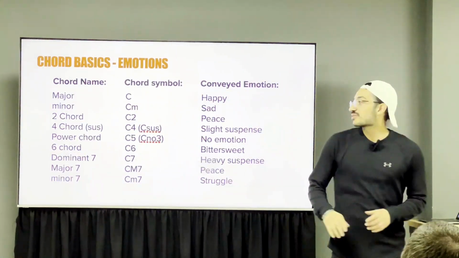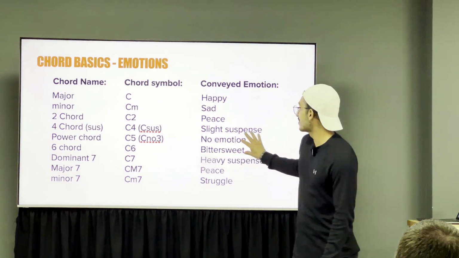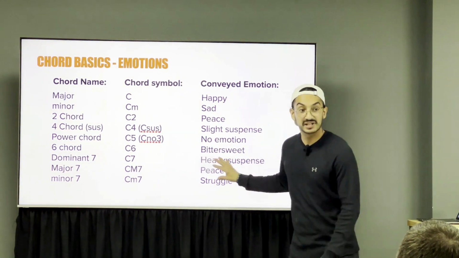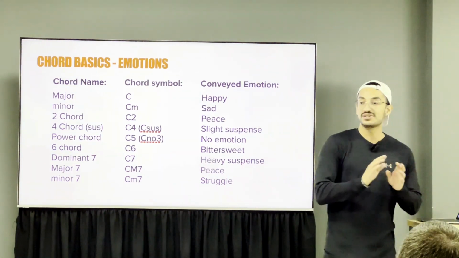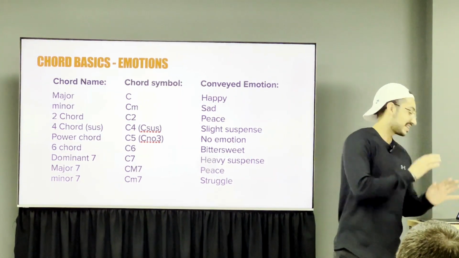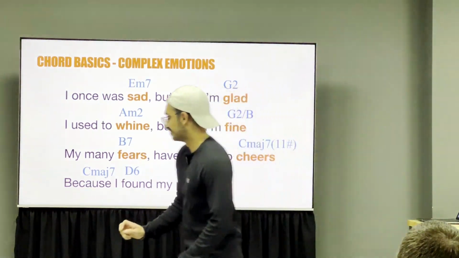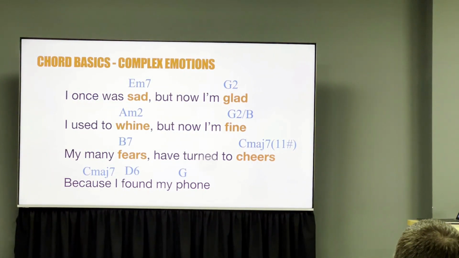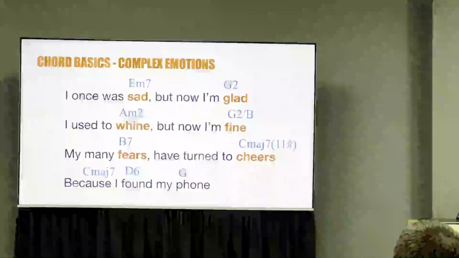So here are the chords again, and how you can have more complex emotions. Those are all very simple ones. I didn't do any minor 7 or flat 5. So what if I did that? I once was sad, but now I'm glad. I used to whine, but now I'm fine. My many fears have turned to cheers because I found my phone. That was a little distracting, right?